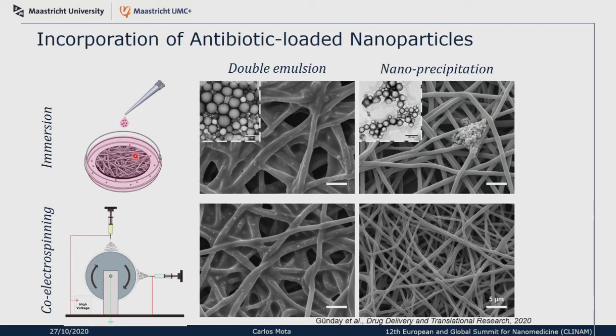An easy way would be to immerse the electrospun mesh or to dip the nanoparticle suspension on top of our electrospun mesh. With the double emulsion, we have a lot of surfactant films being deposited on the mesh. This is something we don't want, because we also want the cells to be able to colonize the full cross section of the electrospun mesh. And with the nanoprecipitation, if we do an immersion approach, we also have a lot of clusters of nanoparticles, not really a uniform dispersion throughout the mesh.